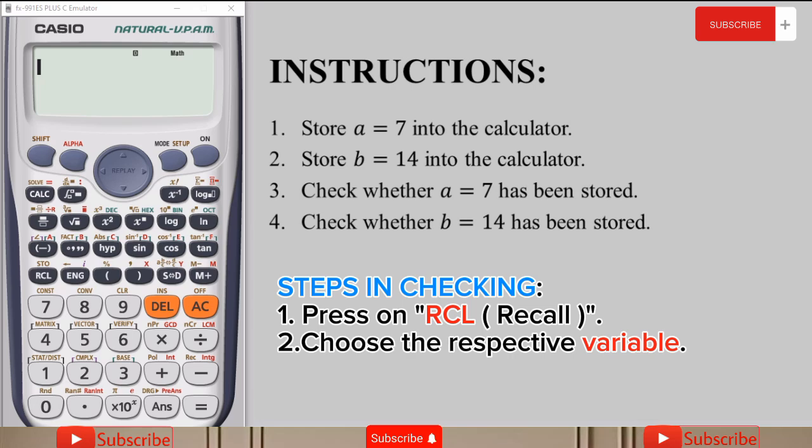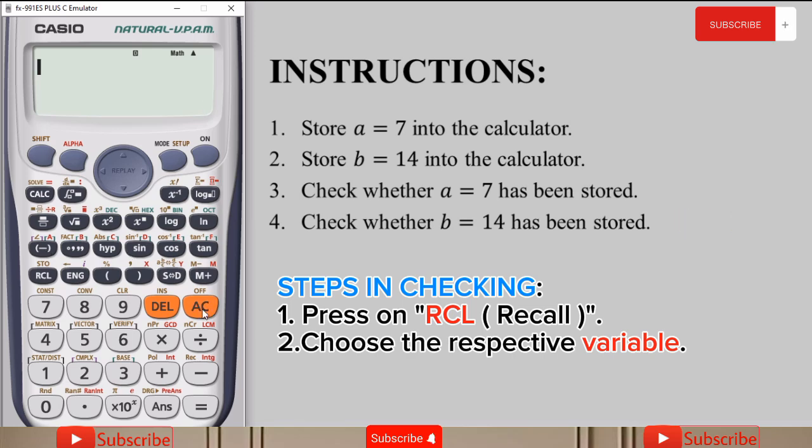So as I earlier mentioned, we first press on RCL. So RCL is an abbreviation for recall. And this has been indicated on top of the calculator screen. And afterwards, you tap on the respective variable, which is A. So we are checking for A is equal to 7. So I simply tap on A. And then we can see that A equals 7. So we have successfully confirmed that A equals 7 has been stored into the calculator. Now, let's move on to the fourth instruction.